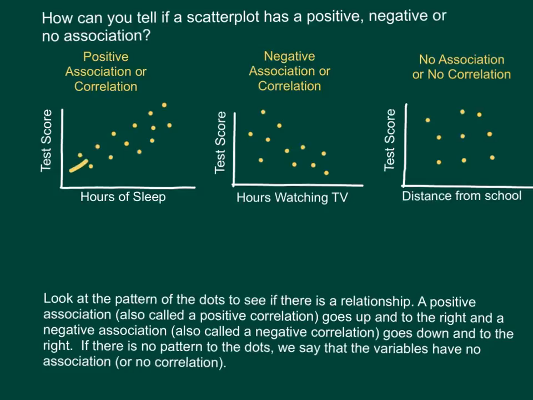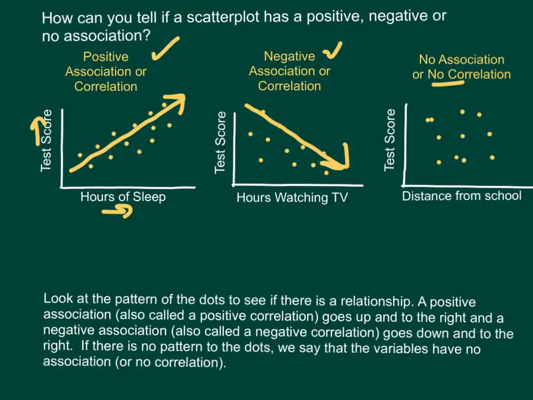So if you have a general upward trend, so as your hours of sleep goes up, so do your test scores, then you have what's called a positive correlation. If in general you could draw a line through and it goes down and to the right, then we say it has a negative correlation. And if the dots are all over the place like they are here, we say that it has no correlation.